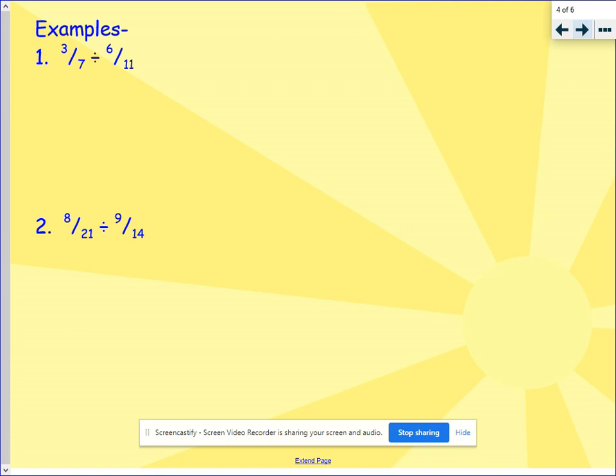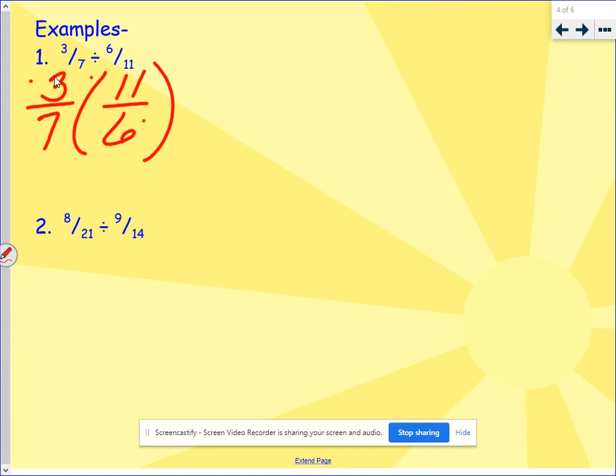Example number 1. We have 3/7 divided by 6/11. We will keep our first fraction the same. We will change division into multiplication, and we use parentheses to show multiplication. And we will now flip our second fraction. So again, keep, change, flip.